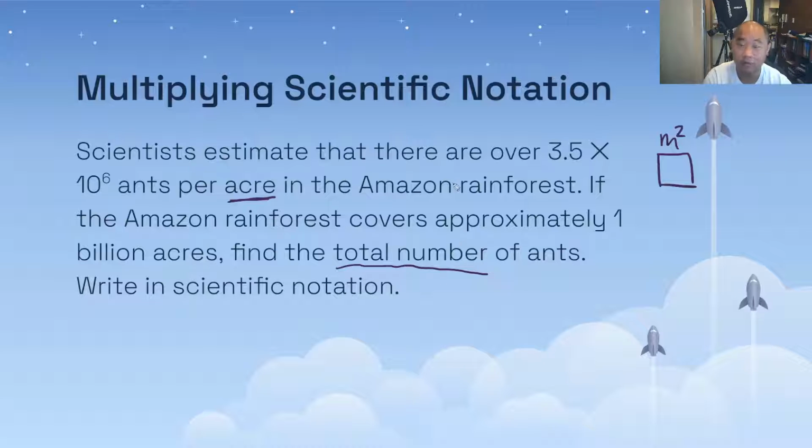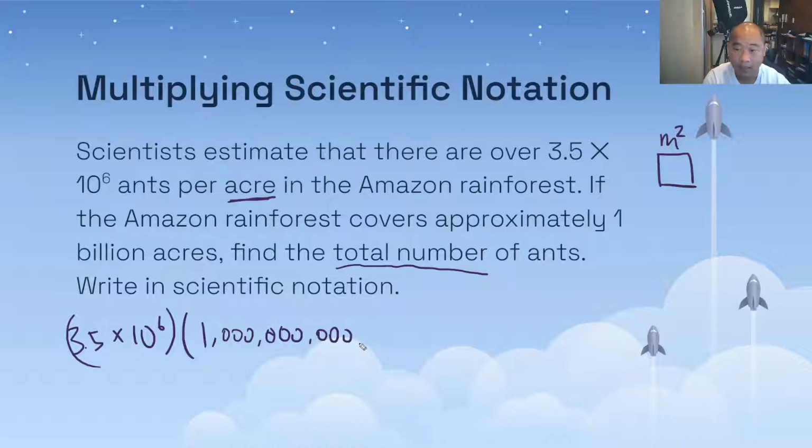And so to find that, we would multiply these two together, right? Because if in 1 acre, there's this many, how many are in 1 billion acres? Well, 3.5 times 10 to the 6th times 1 billion. And 1 billion is 1 with 9 zeros, just like that. And 1 billion can be rewritten as 1 times 10 to the 9th, right?